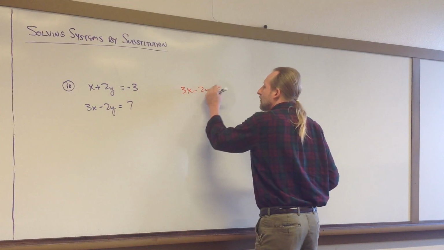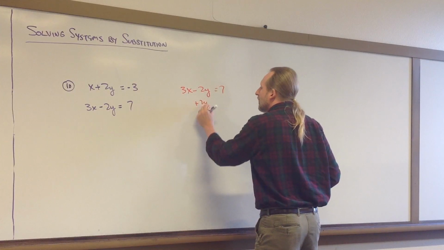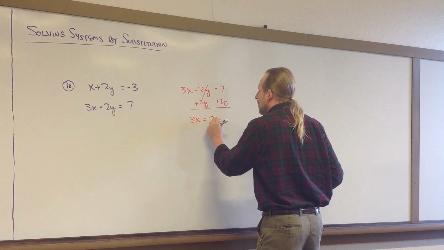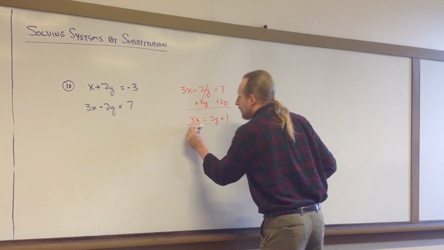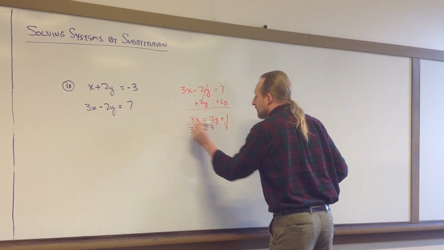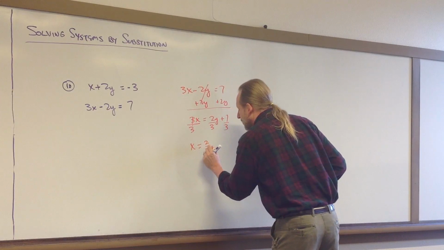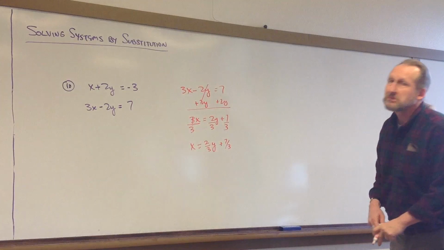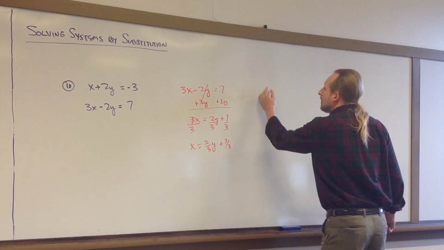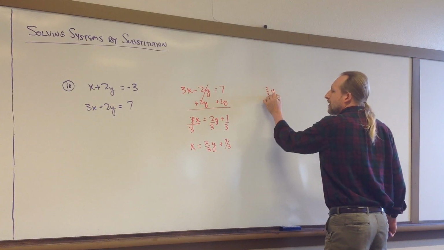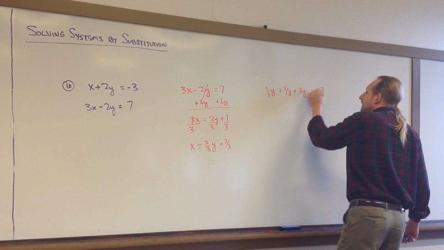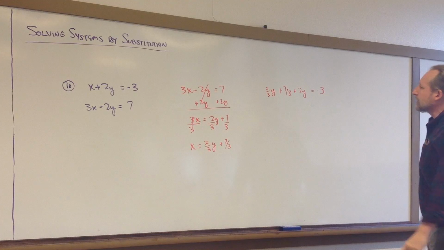3x minus 2y equals 7. So we can add 2y to both sides. But then we've got to divide everything through by 3. And so our substitution here comes out as 2/3 y plus 7/3. Not the end of the world, but then we come up here and plug it in, and we've got all these fractions to work with.